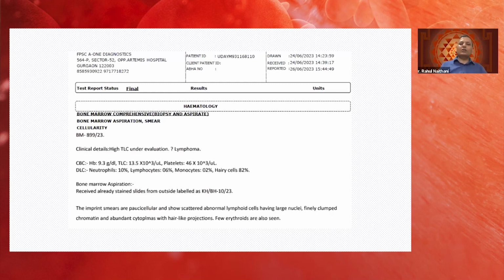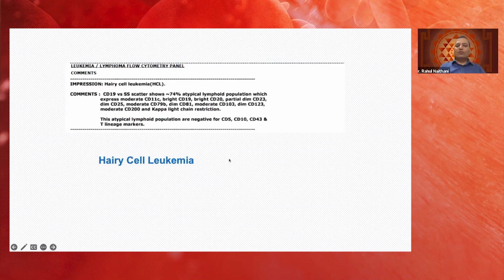Finally, we do a flow cytometry to confirm. And once we did a flow cytometry, this patient turned out to be hairy cell leukemia. So in all likelihood, the patient had hairy cell leukemia and tuberculosis both to begin with. AFB was positive, tuberculosis was treated, his health improved, weight gained, ascites reduced. However, hairy cell leukemia persisted.